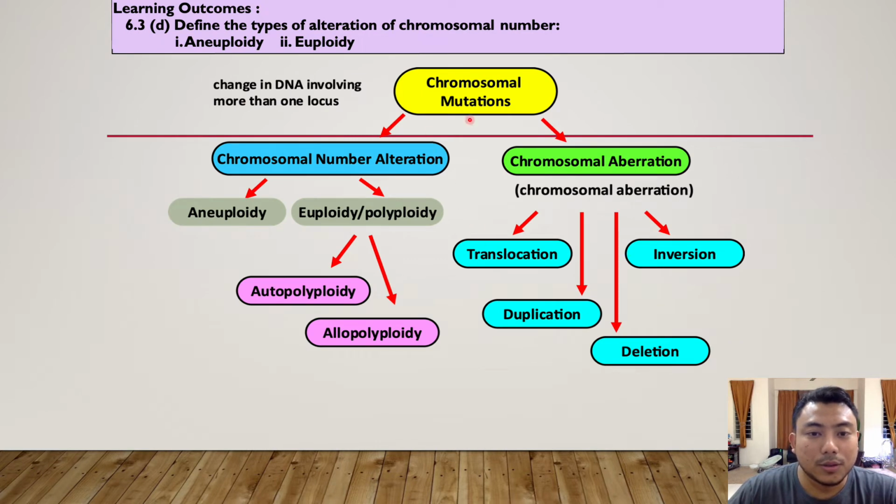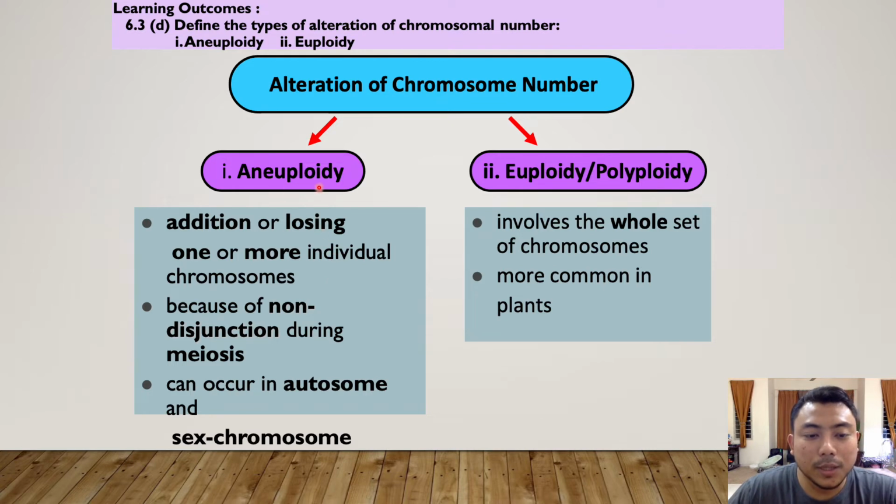Okay, so chromosomal mutation ni, alright, kita ada aneuploidy or euploidy. So under euploidy we have autopolyploidy and allopolyploidy. Okay, this one we have discussed earlier. So aneuploidy, what does it actually mean? It is the addition or losing of one or more individual chromosomes because of a non-disjunction during meiosis. It can occur in autosome and sex chromosome. Autosome ni adalah semua kromosom lain kecuali XY because XY is sex chromosomes.